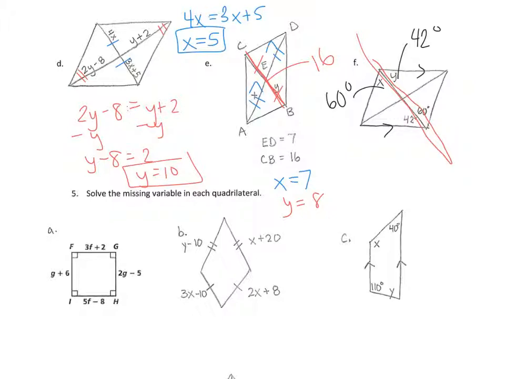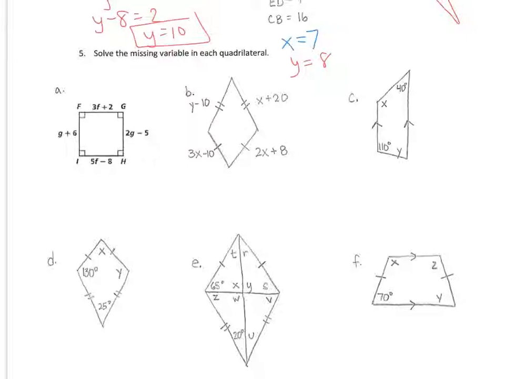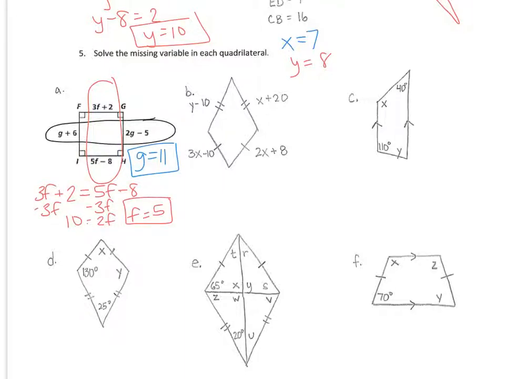And then down here, if the figure A, that looks like a square. So squares have equal sides. Oh wait, no, it's not a square, it's just a rectangle. It's not marked up. But if it's a parallelogram, the opposite sides are congruent. So you set these two equal and these two equal. So I'll write down 3f plus 2 equals 5f minus 8. Okay, so I wrote out that G has to be 11 and F has to be 5.